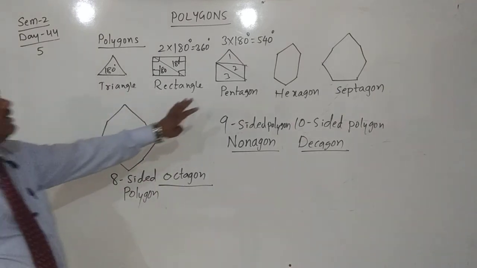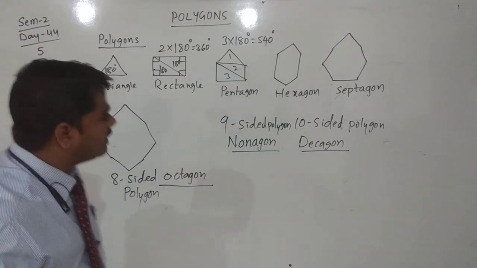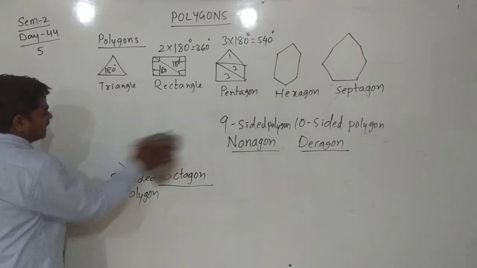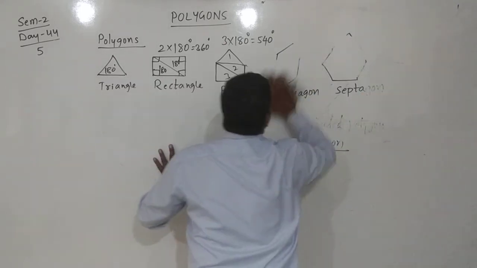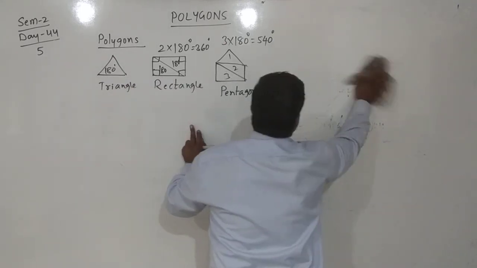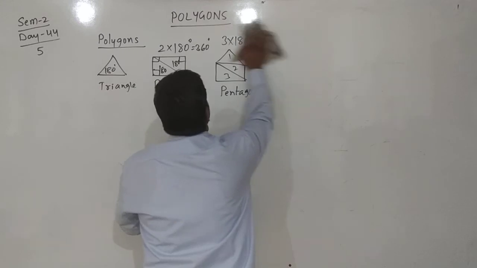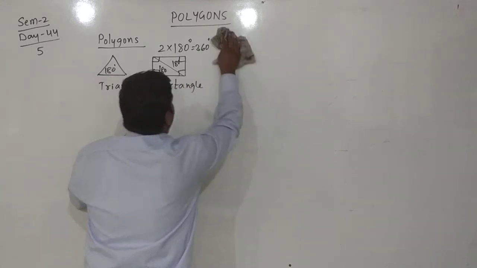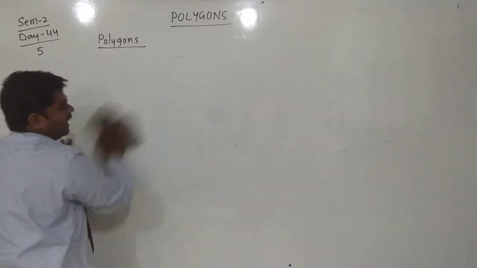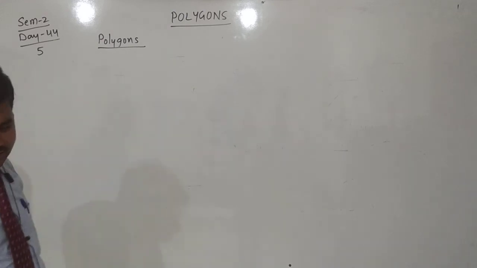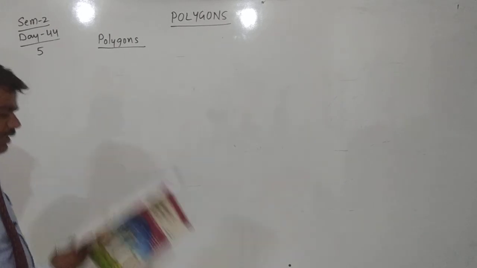To find the number of triangles we can cut in a polygon, we have a formula: number of triangles is equal to the total number of sides minus 2. You subtract 2 from the total number of sides. In a rectangle, how many sides are there? 4. You subtract 2, and you get 2. Then 2 triangles we can form. 2 into 180 gives us 360 degrees. That is how we can find the angles. Very easy. Here we will write the formula.